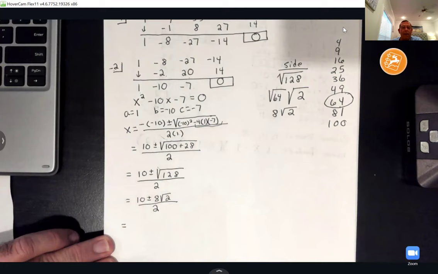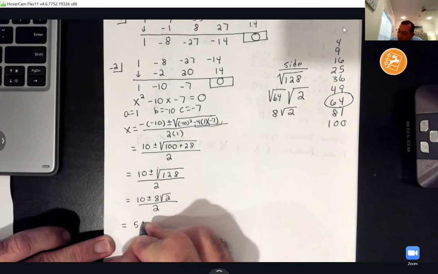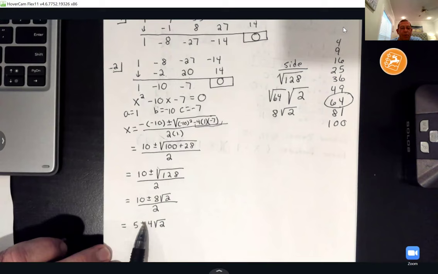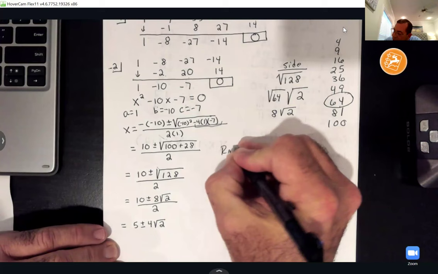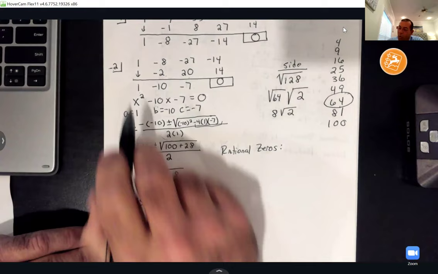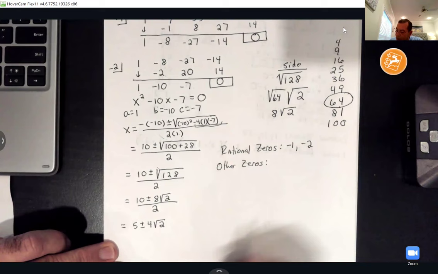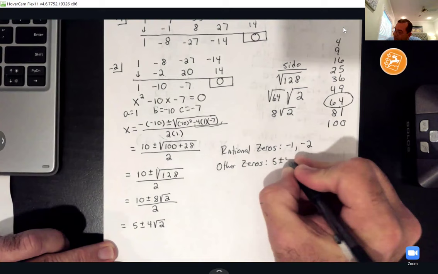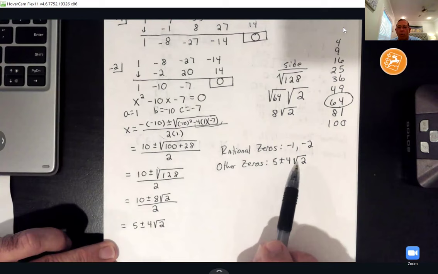All right, y'all. So my last step, these two numbers on the outside will both divide by 2. So you take the 10 divided by 2, make that a 5 plus or minus 8 divided by 2 gives me 4, and then my square root of 2. So 5 plus 4 square root of 2, 5 minus 4 square root of 2. These are not rational zeros. So for the answer, rational zeros, those were my negative 1 and negative 2. Then it'll say other zeros. Well, my other zeros are going to be 5 plus or minus 4 square root of 2. Now, you can do this as 5 plus 4 square root of 2, comma, 5 minus 4 square root of 2. It'll take that either way.